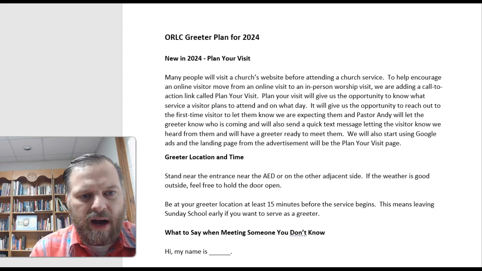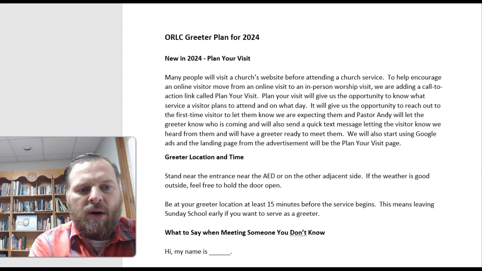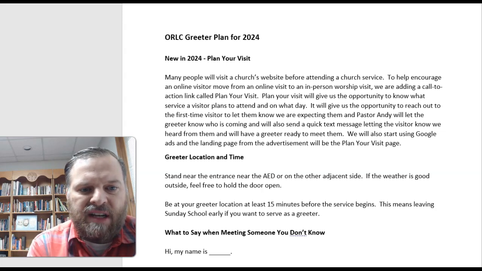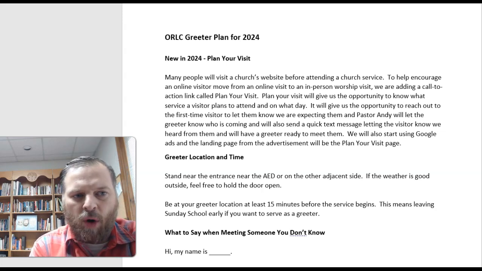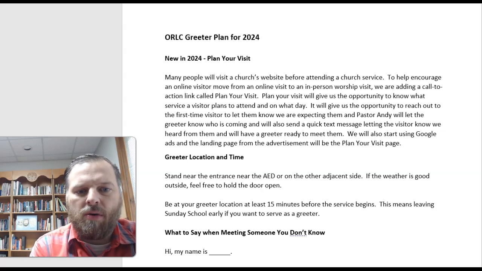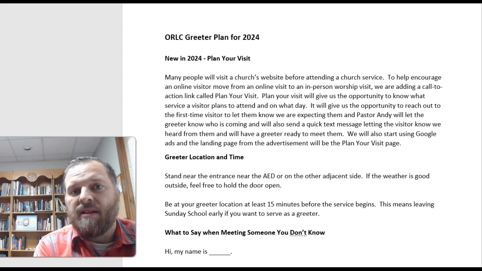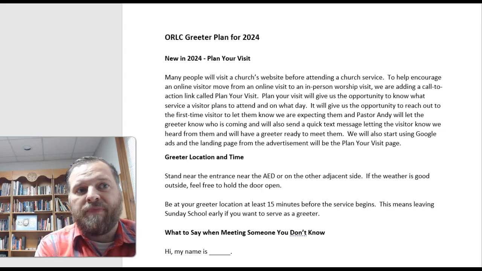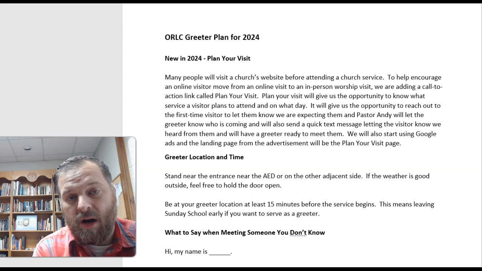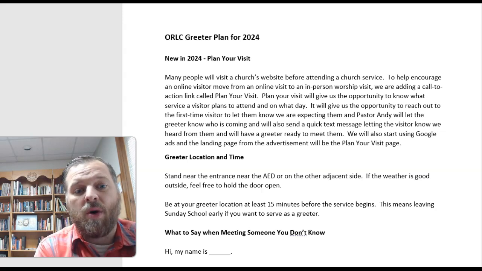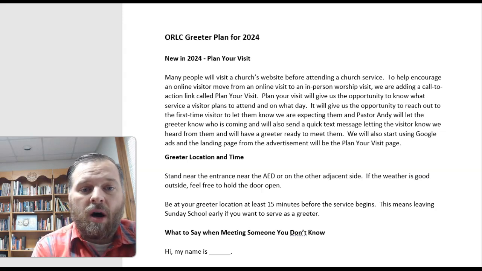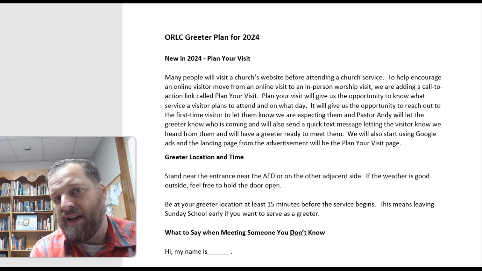So here we go. Something that we are adding at our church is a plan your visit page for our church website. So many people, before they visit your church physically in person, will visit your church digitally, online, either through your social media or through your website. And so what we are adding this year is a plan your visit option.